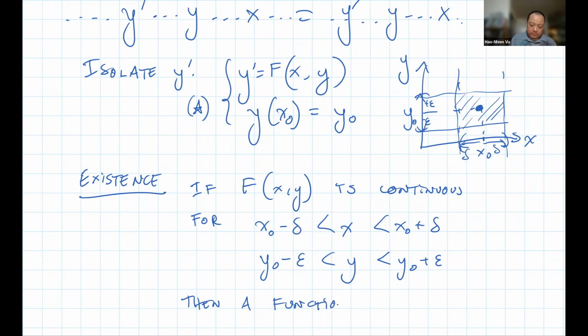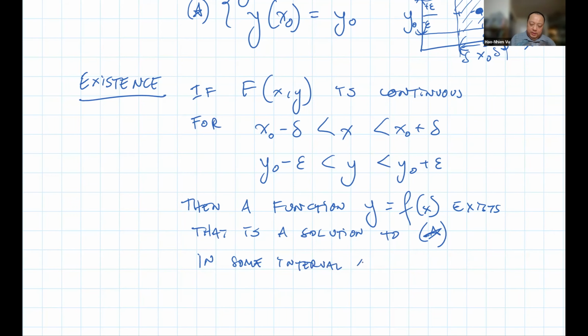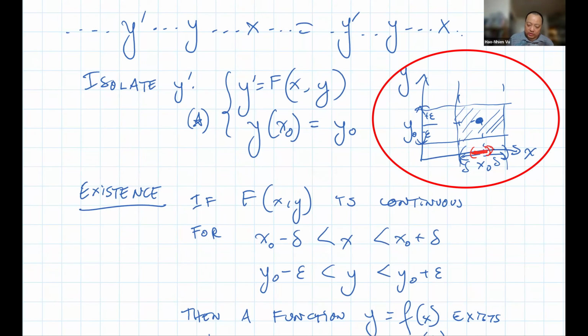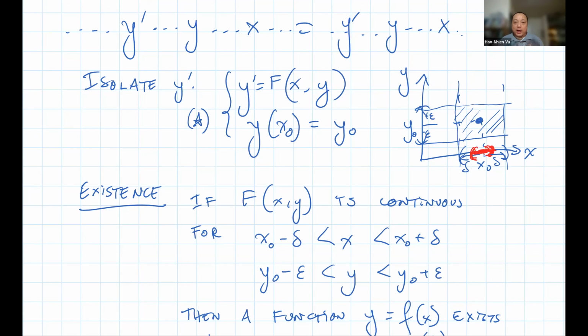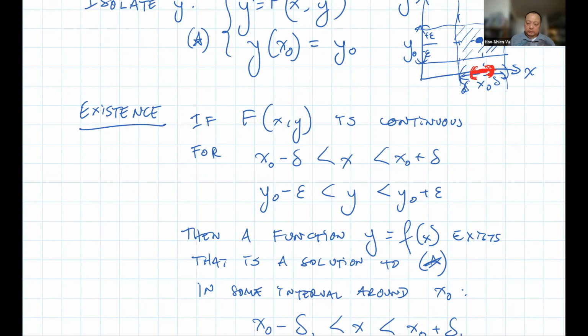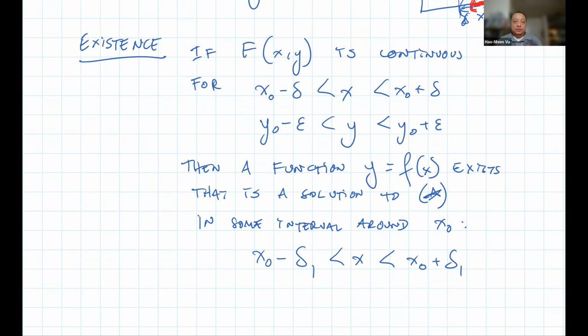Then y equals f(x) exists. That is a solution to the star problem, the initial value problem star, in some interval around x naught. Y is a function of x, and I'm saying that there will exist a solution somewhere near here. I can't really guarantee a lot about the existence of y when you go too far from x naught. The way people write it is x naught minus some delta 1. It may be different from this delta. It's probably smaller. So the interval where the capital F is continuous is somewhere around x naught, and the delta 1 could be smaller than that interval. It could be narrower. So that's the existence part of the theorem.